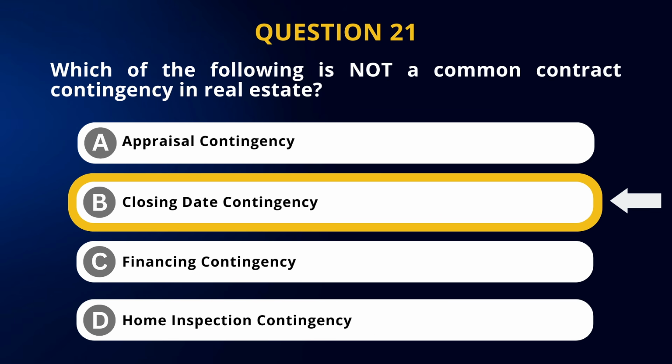So what I would do is go backwards, and again, this would be me reading through the answers. An appraisal contingency is very normal. Financing contingencies are exceptionally normal, and home inspection contingencies are also exceptionally normal. So I would say, well, those three are pretty standard items. A closing date contingency is definitely a possibility, but it isn't as standard.